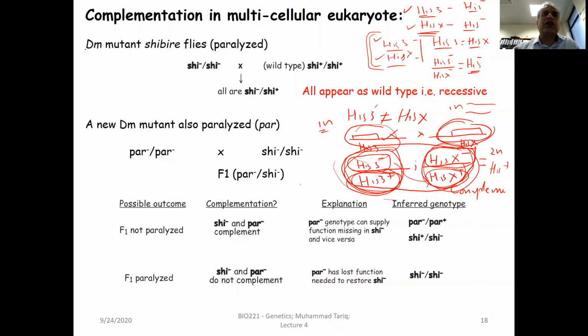Let's take now a Drosophila example. We made a mutant and we were interested in wing development.